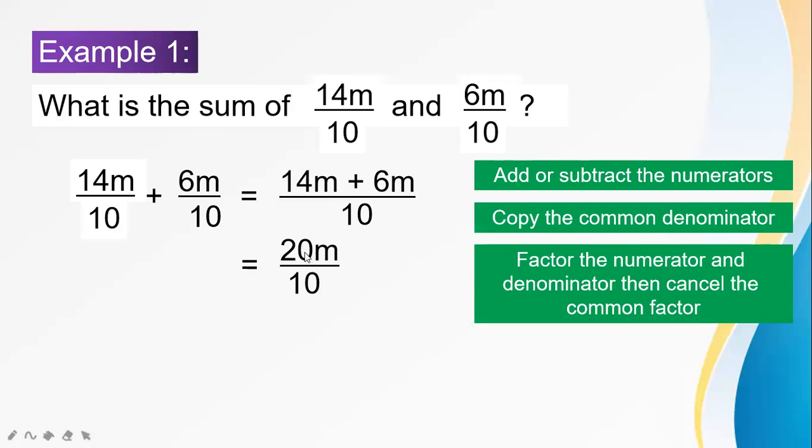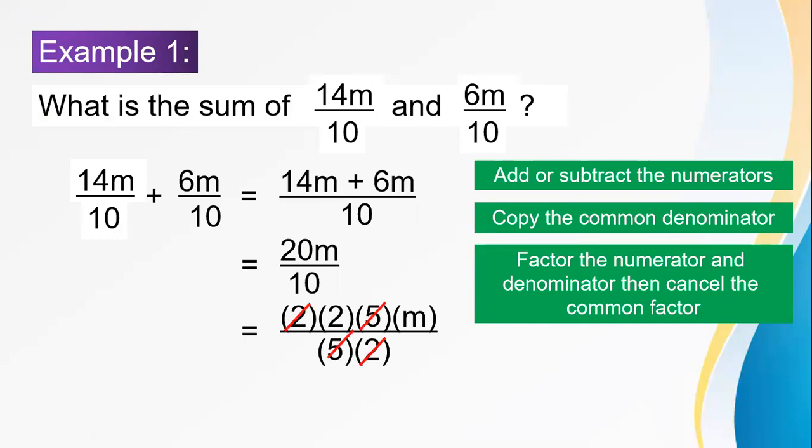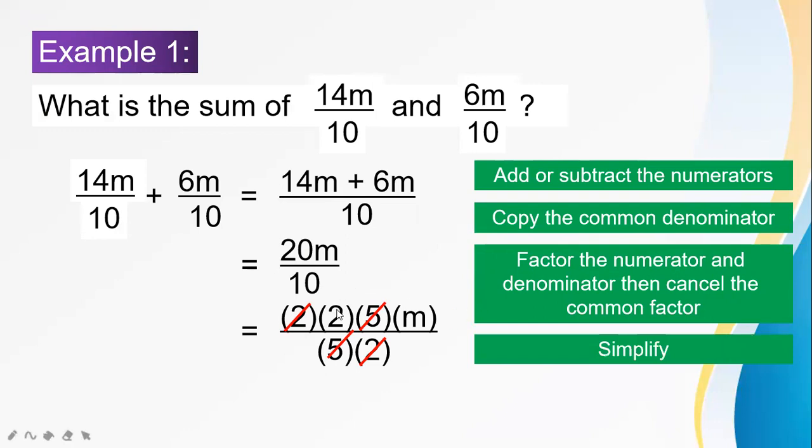Then factor the numerator and denominator, then cancel the common factor. So factors of 20m, we have 2, 2, 5m. Factors of 10 are 5 and 2. So 5 times 2 is 10. Then cancel the common factor, 2 and 5. Then simplify. So the remaining factor of the numerator is 2m. So therefore, we have 2m. So this will be your answer.